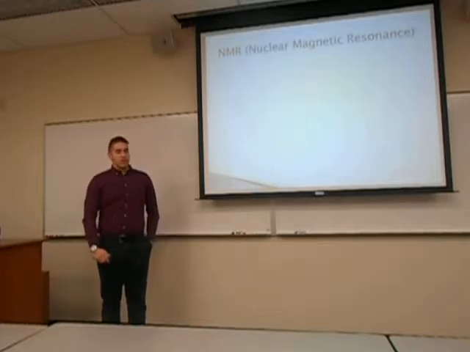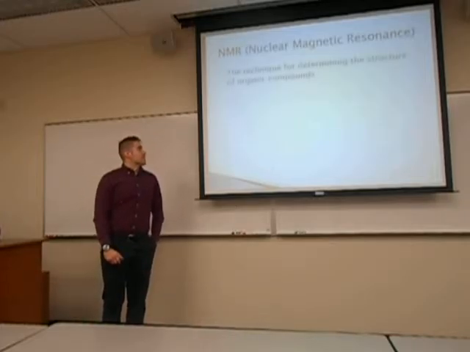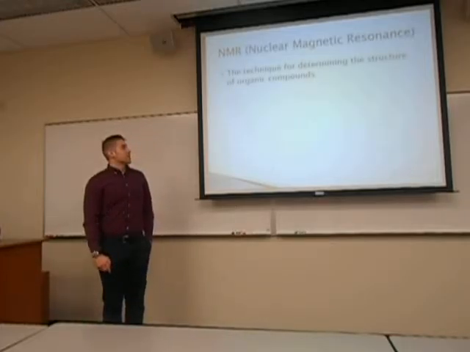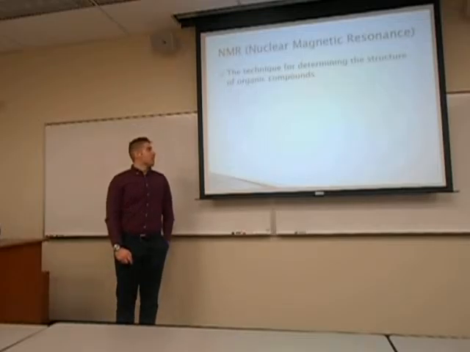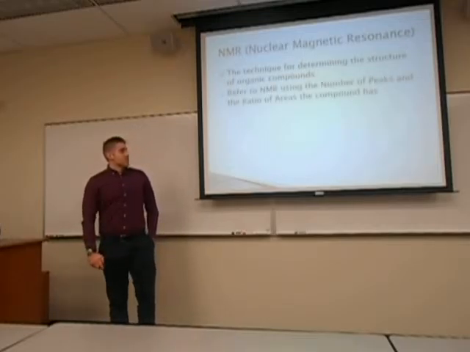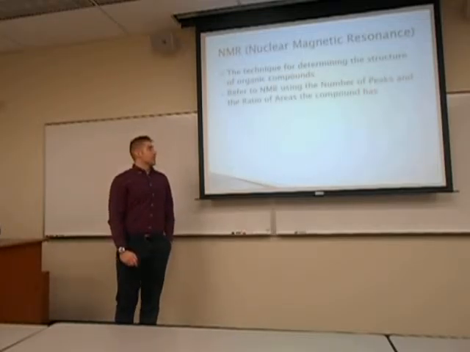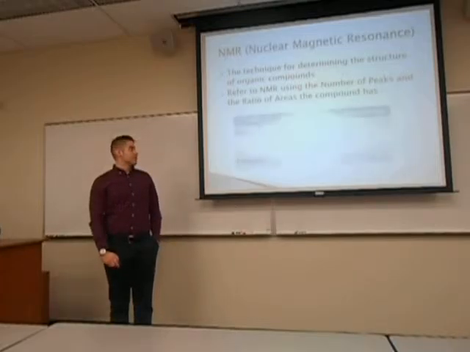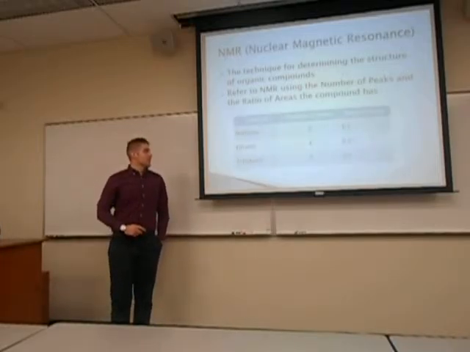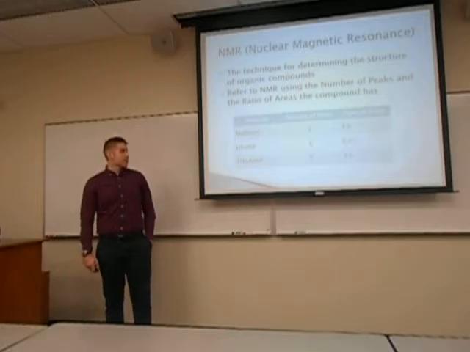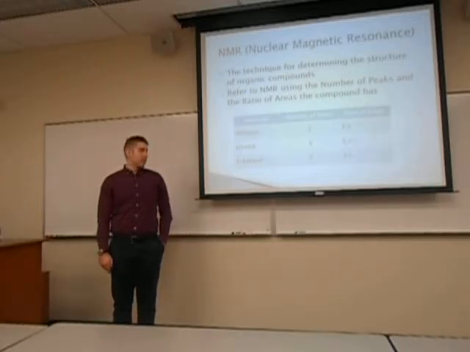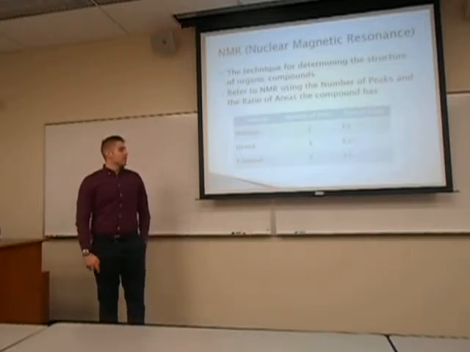For NMR, nuclear magnetic resonance, this is a technique of determining the structure of organic compounds. We refer to this sometimes as the number of peaks and the ratio of H's the compound has. So for this, for example, methanol has 2 peaks and a ratio of 3 to 1, and so on.